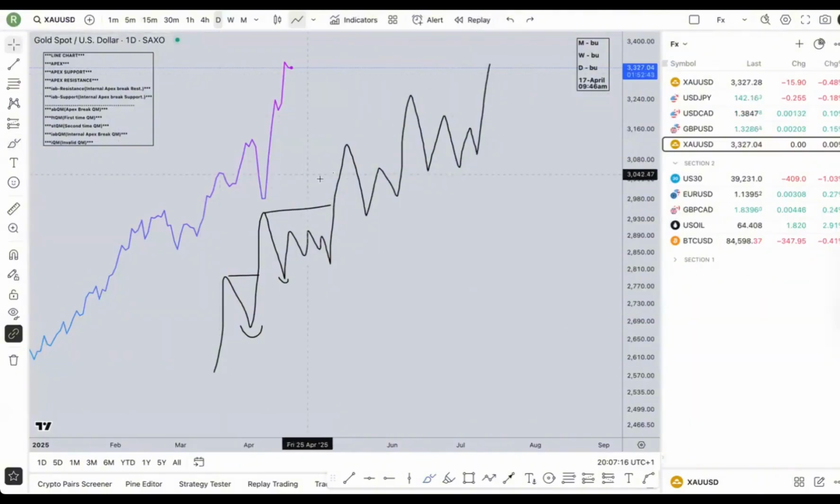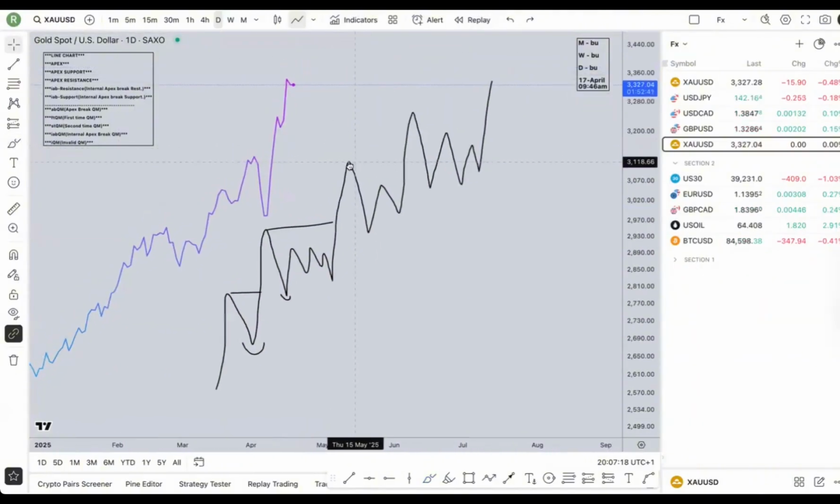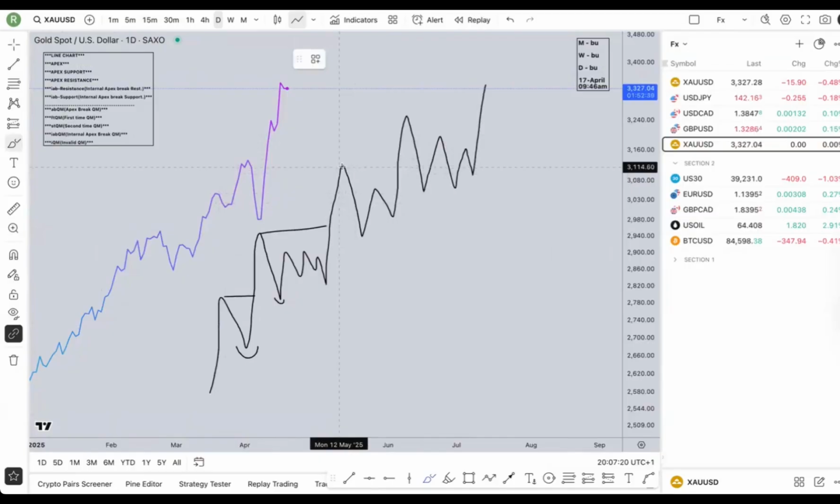Now, if I check here also, there was a break here. There was a break here. We have another support. Where is the support? We have this support here, which is external. This is an apex support here, which will also hold price. And we also have another internal support here.